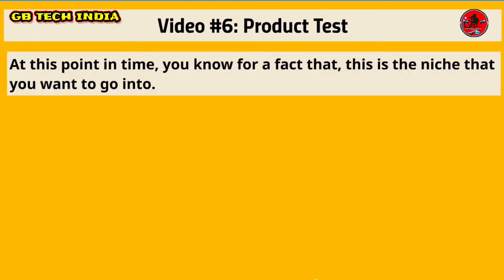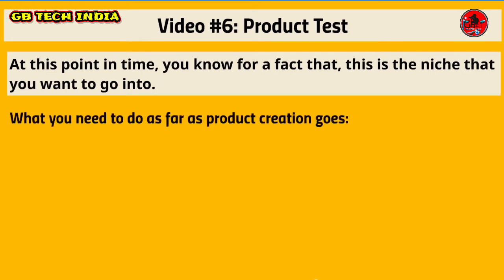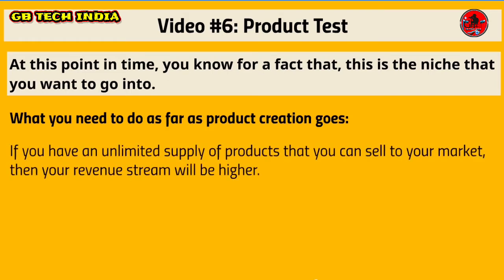Now, at this point in time, you know for a fact that this is a niche that you want to go into. But what we need to do now is make sure that we are going to be able to profit from this blog. So what you need to do as far as product creation goes is figure out if you have an unlimited supply of products that you can sell to your market. Because the more products that you have, the higher your revenue stream is going to be.